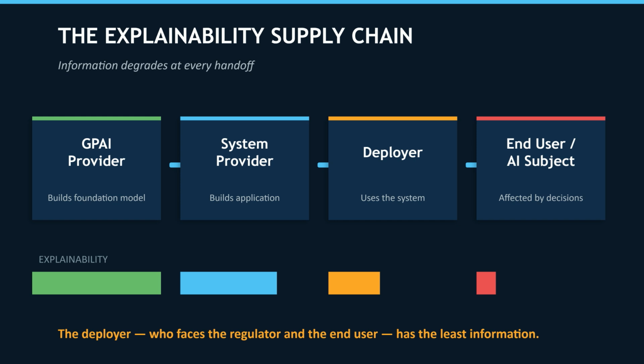Now look at the explainability bar at the bottom. It shrinks at every handoff. The provider knows the most, the deployer knows much less, and the end user, the person whose loan was denied or whose job application was rejected, knows almost nothing. And here's the irony: the deployer is the one who faces the regulator and the end user. They have the least information but the most accountability.